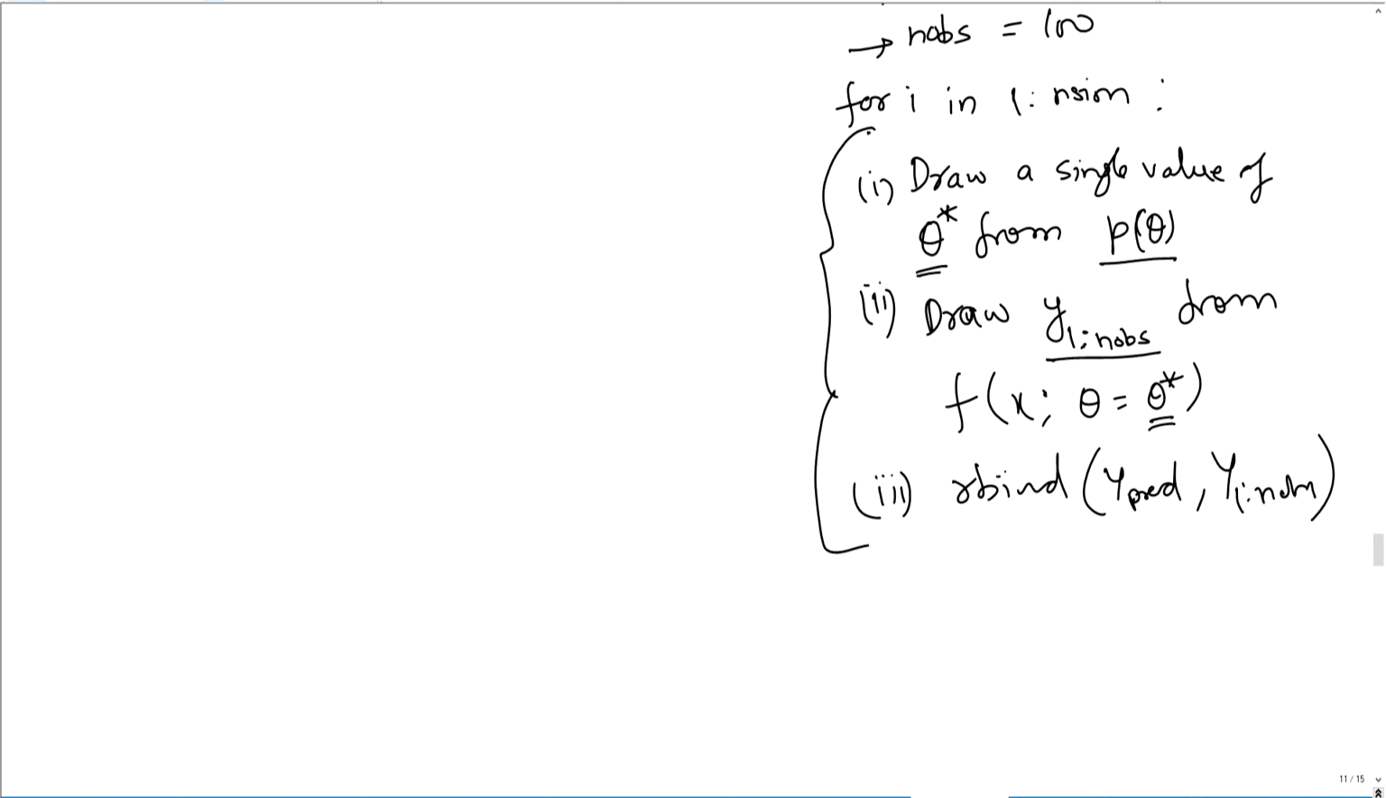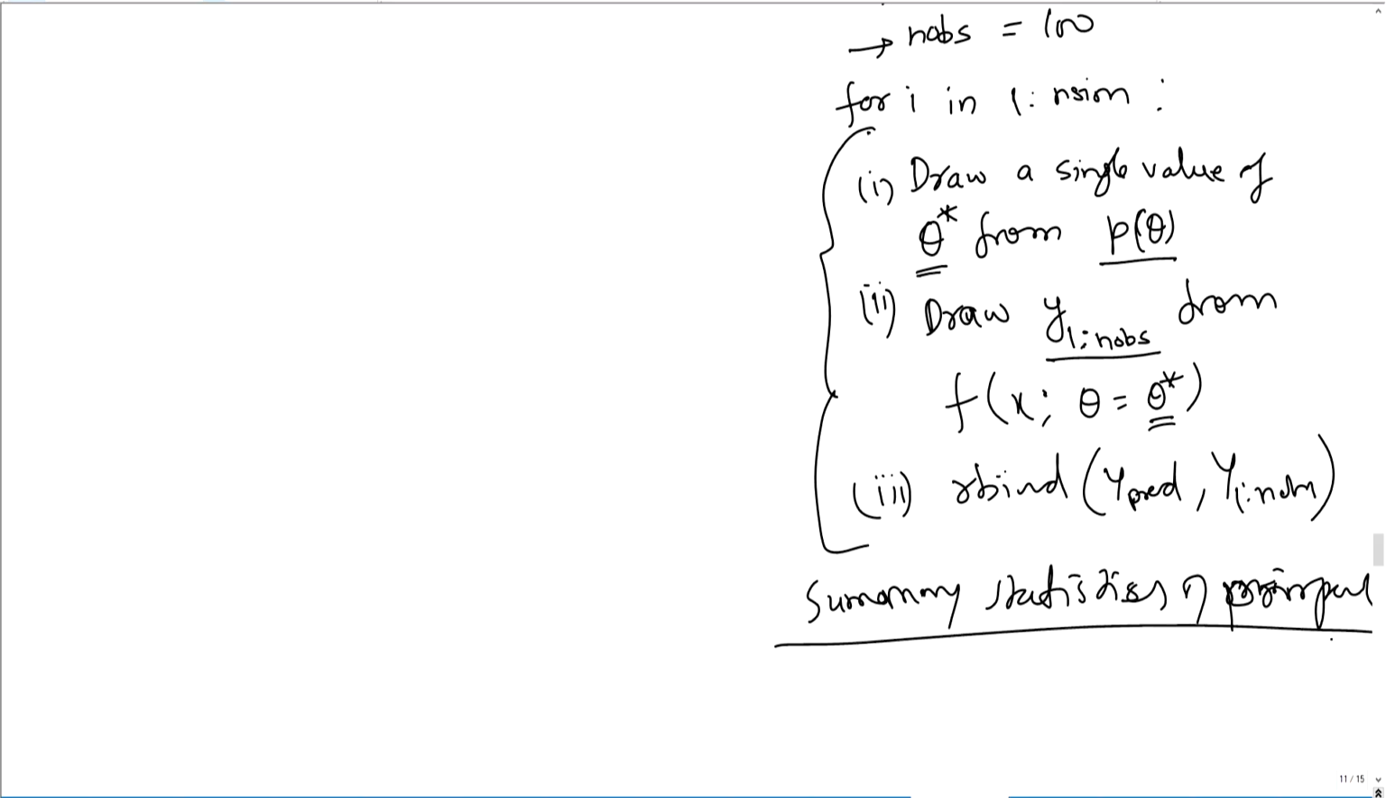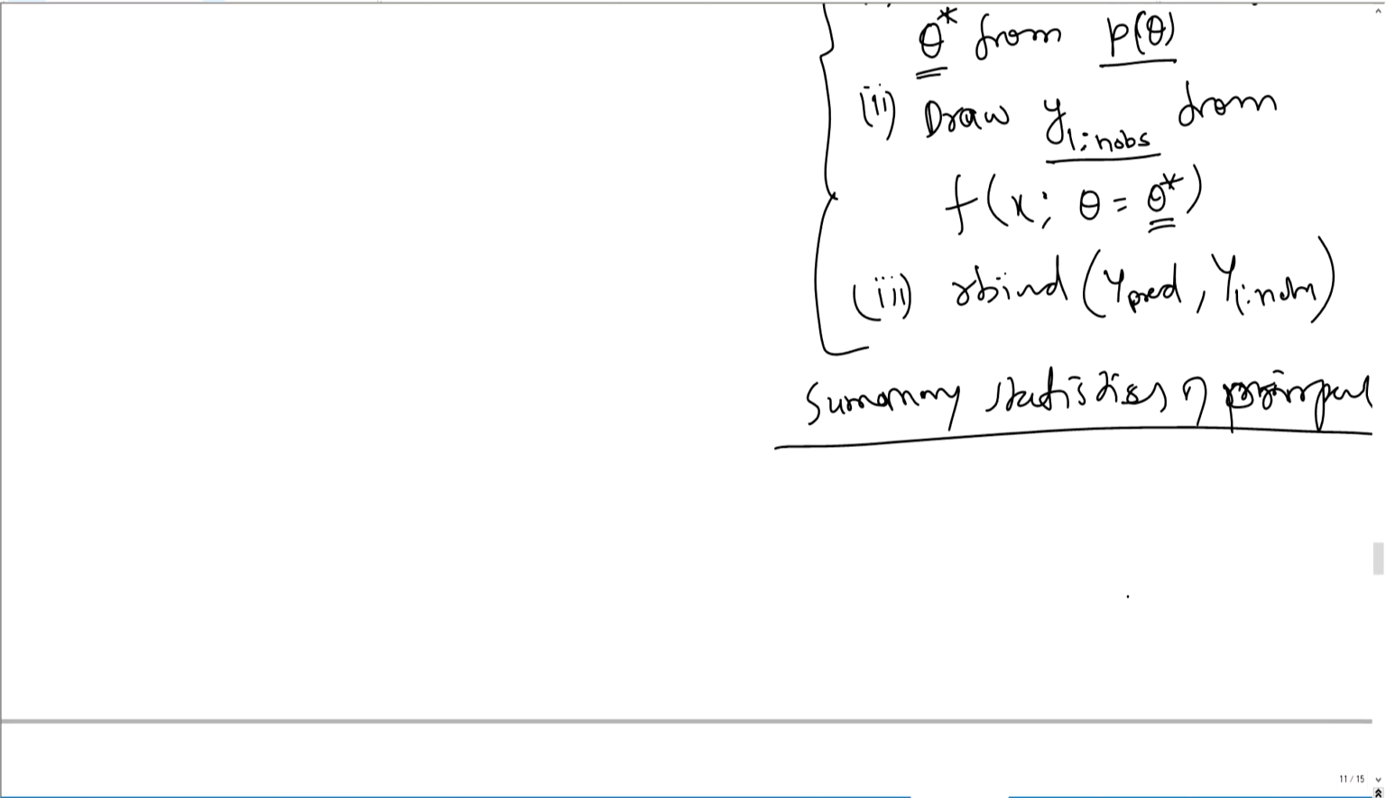Now, once you have run this loop, this will take some time, by the way. After you are done with this loop, you can summarize predictions. You can calculate summary statistics of prior predictions, because it would be very difficult to visualize this whole prior predictive data in a single graph, but you can visualize summary statistics. What does that mean? You have collected this many prior predictive samples.